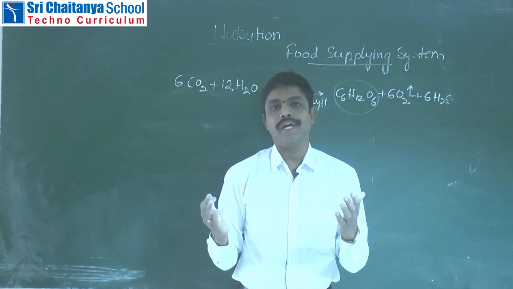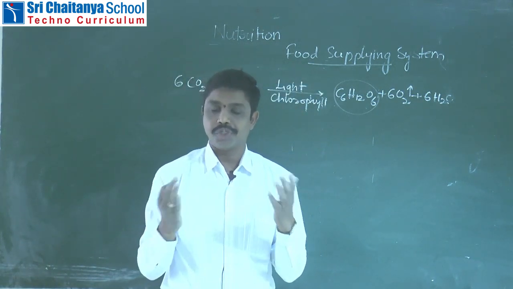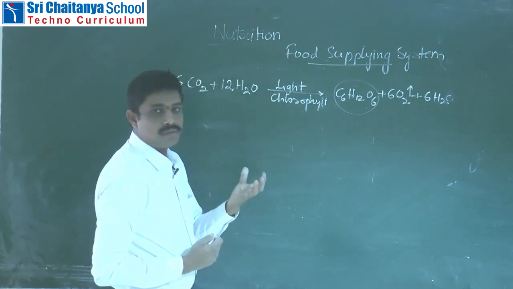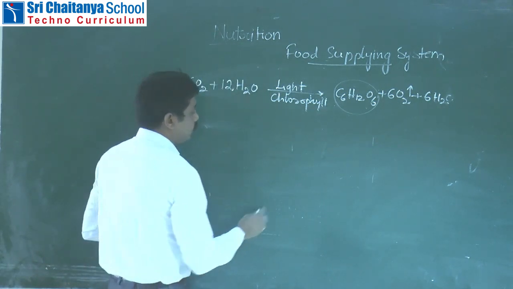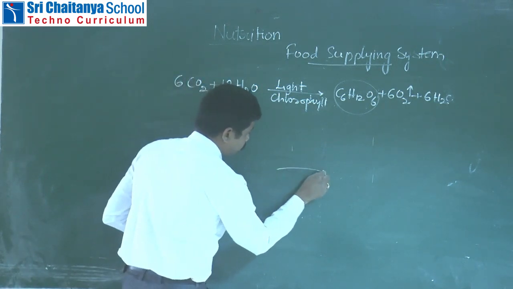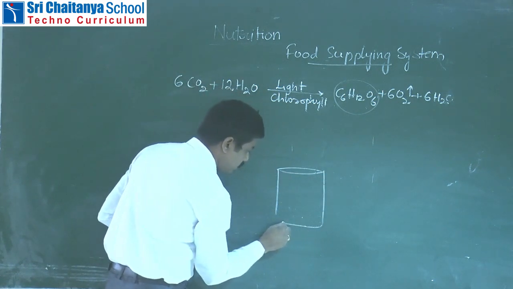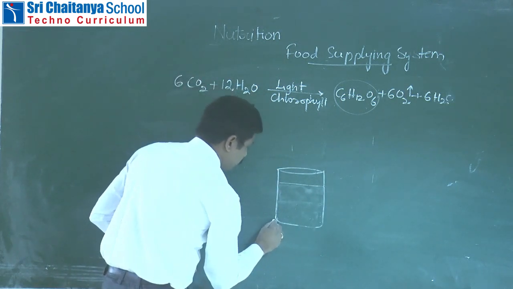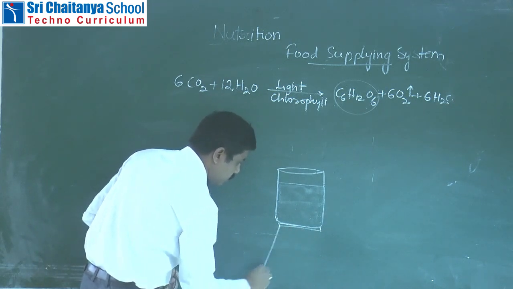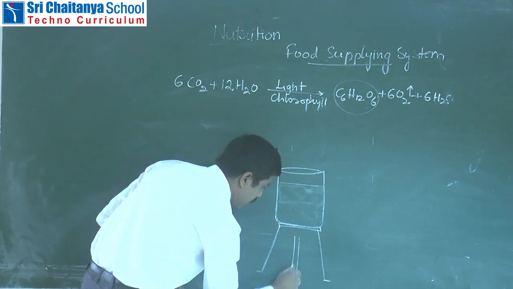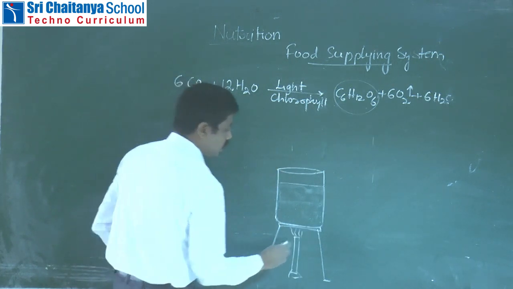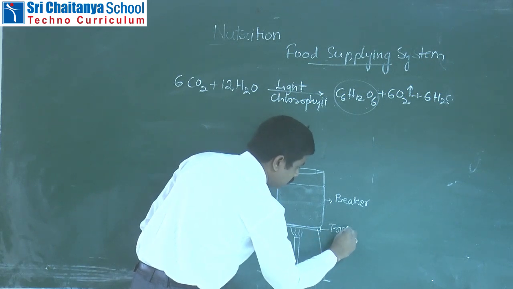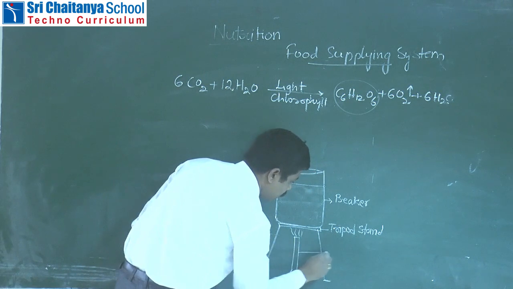To do this experiment, we require a glass beaker, test tube, methylated spirit, asbestos gauze, Bunsen burner, and a brush. At first, take one glass beaker and fill it with water. There is a tripod stand, and this is the Bunsen burner, and this is the beaker.